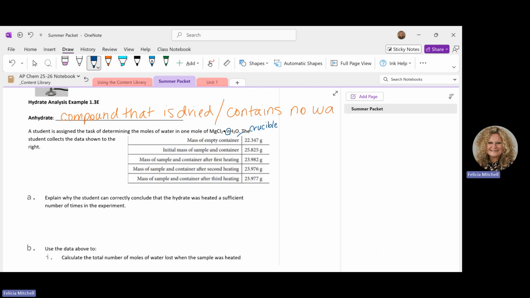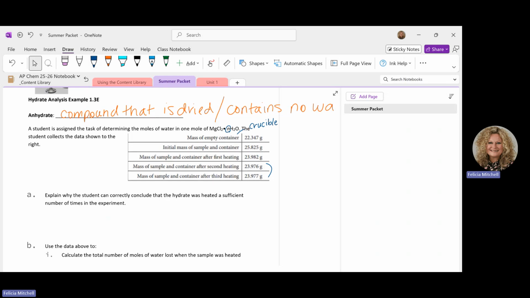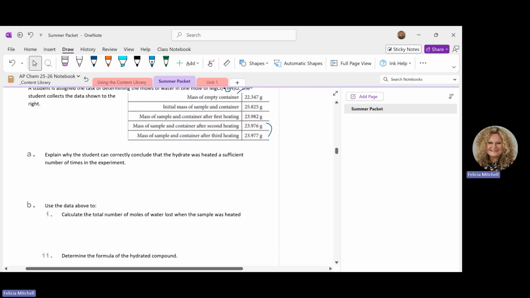We heated it, and when the mass stops going down, like we say, it's reached a constant mass or it quits decreasing, then you know that you're done heating it and you have driven off all of the water. So when it says, how can the student say the hydrate was heated a sufficient number of times, you're going to say it reached a constant mass.